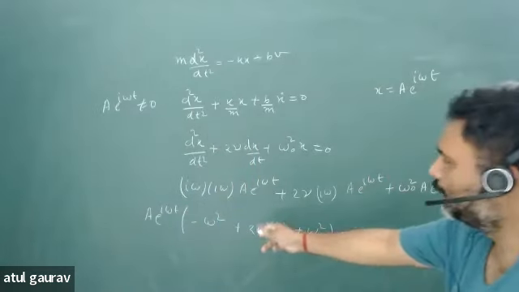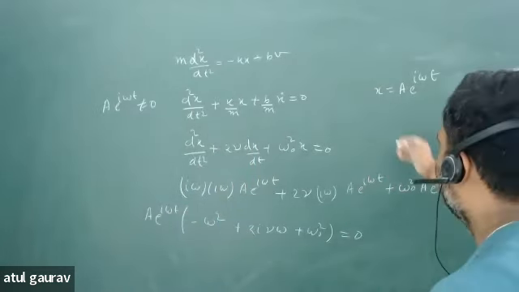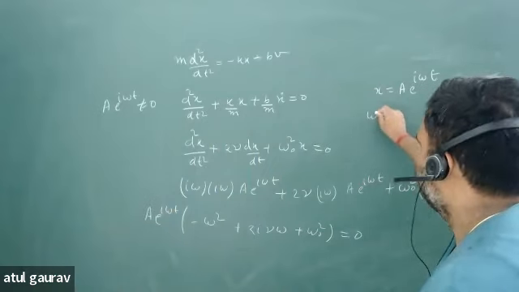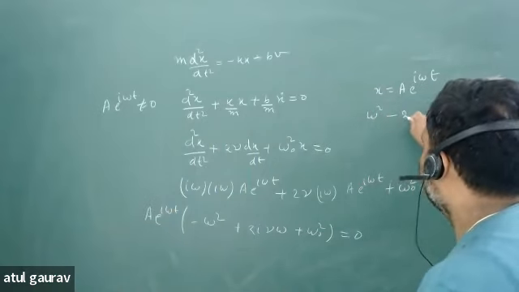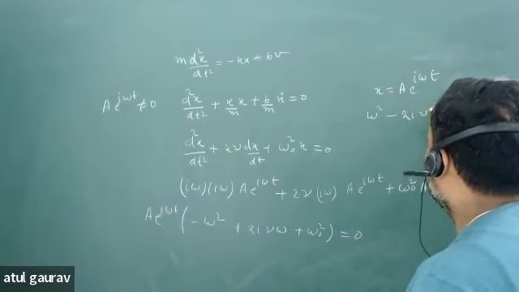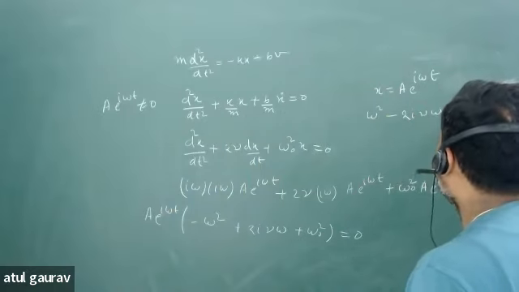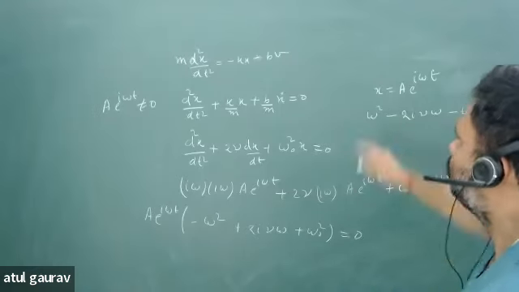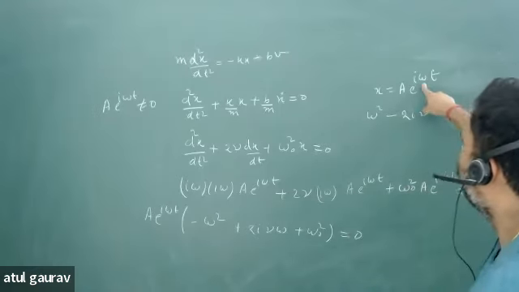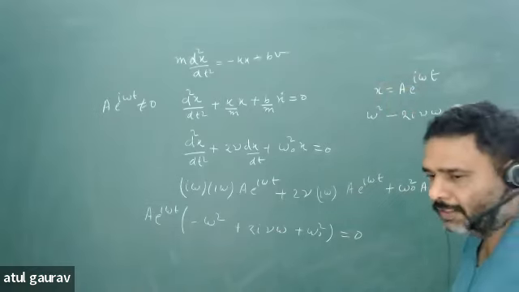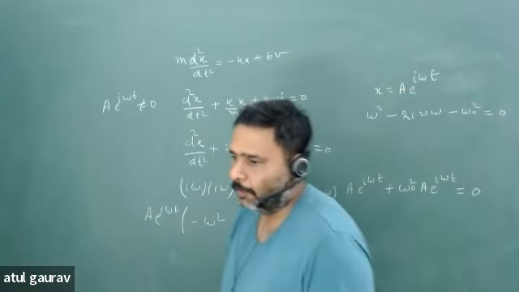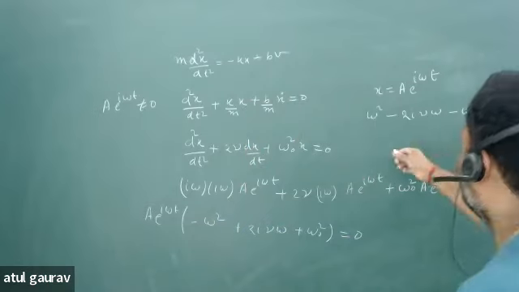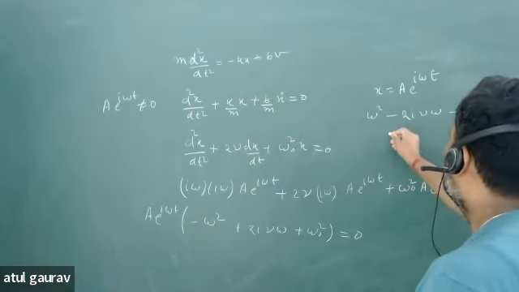So this equation has to be 0, and from here I can get the value of omega. This can be written as omega square minus 2i gamma omega minus omega naught square is equal to 0. And we can easily solve this quadratic equation of omega. Once we find the value of omega, we can analyze which type of system is there. So when you solve it, what will happen?